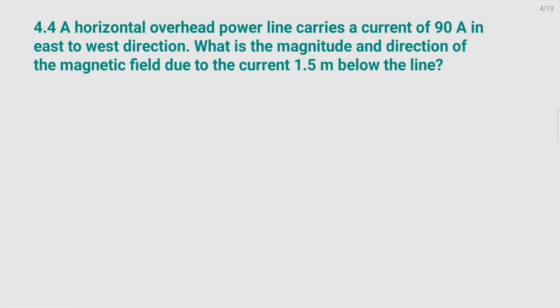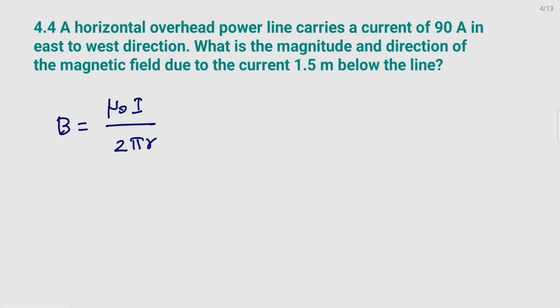So again, the formula for B remains the same. B is equal to mu naught I by 2 pi r. So the same formula we are using for problems number 2, 3 and 4, and only the way they are asking the question differs.